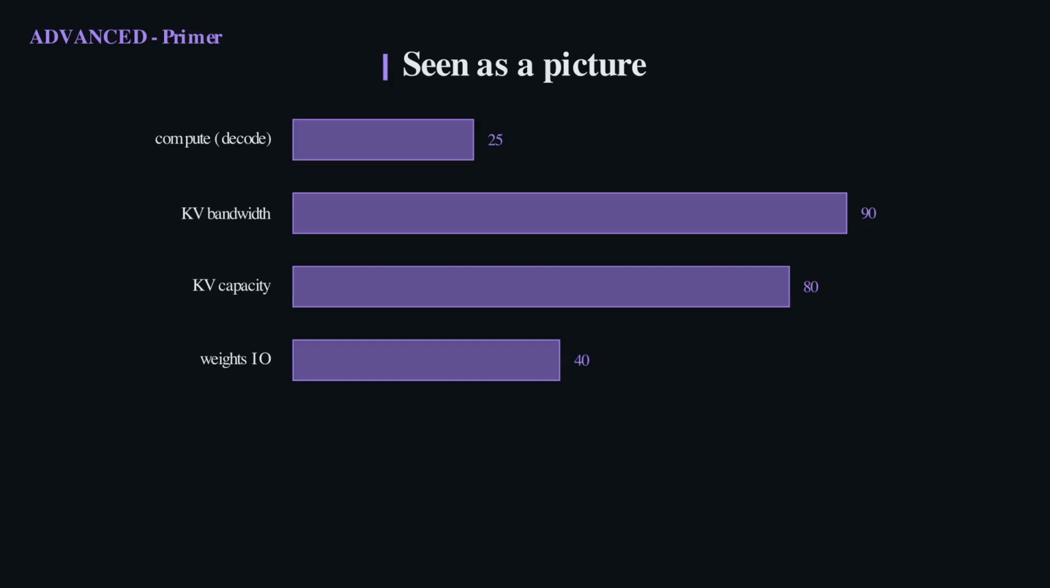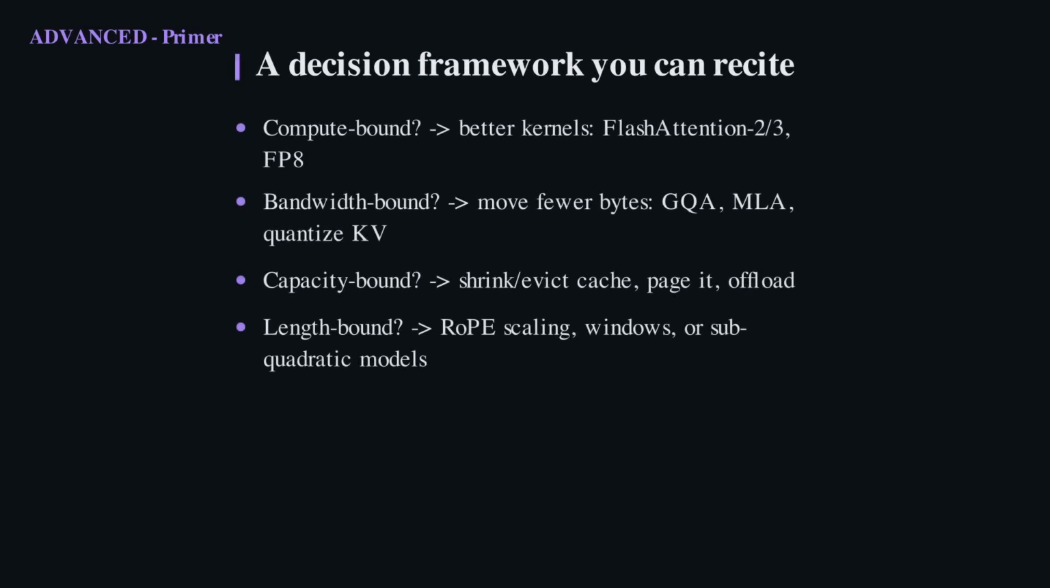Now the kernel that maximizes compute throughput, FlashAttention-3. Let me give you a framework you can literally recite in an interview because it organizes every remaining topic. If you're compute-bound, you want better kernels. FlashAttention-2 and 3, lower precision like FP8. If you're bandwidth-bound, you move fewer bytes. Grouped query attention, latent attention, quantized caches. If you're capacity-bound, running out of room, you shrink or evict the cache, page it, or offload. And if you're length-bound, hitting the context ceiling, you scale rope, use windows, or switch to a sub-quadratic architecture.